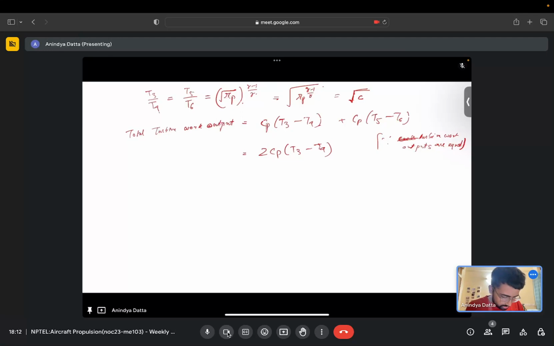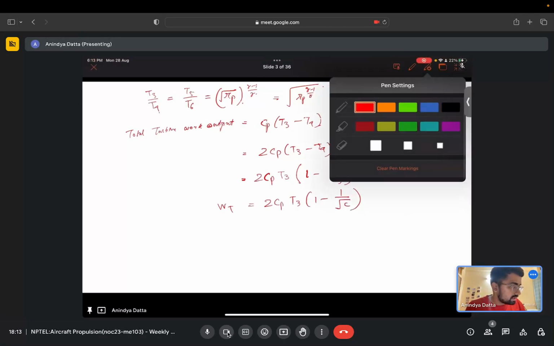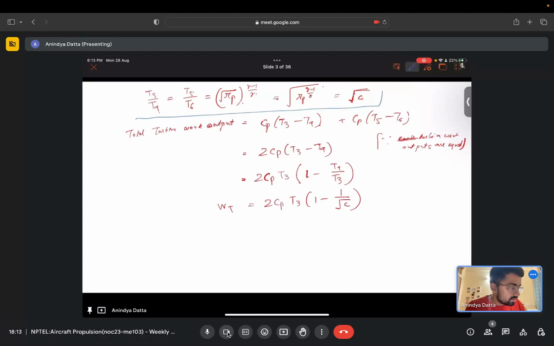So then we can write this as 2 Cp, if we take T3 common, (1 minus T4 by T3). So from there we can write the turbine work output is 2 Cp T3 (1 minus 1 by square root of C). Okay, so we are using this isentropic relation and putting it here. So T4 by T3 is basically 1 by square root of C. Okay, so we know the turbine work output now.